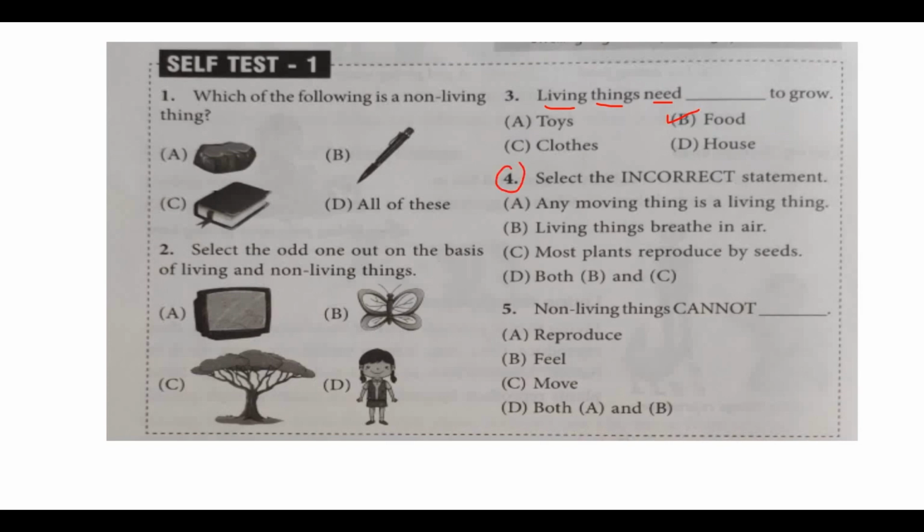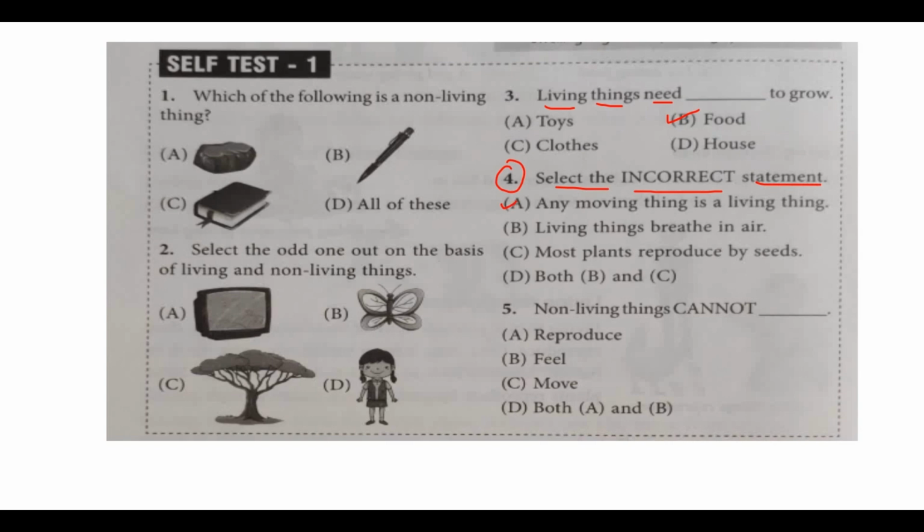Question number 4. Select the incorrect statement. We need to select the incorrect statement out of the 4 given statements. So statement A, any moving thing is a living thing. So we need to find the incorrect, not the correct statements. Any moving thing is a living thing? What do you say? Any living thing can be a moving thing? This is not possible. Any moving thing is a living thing.